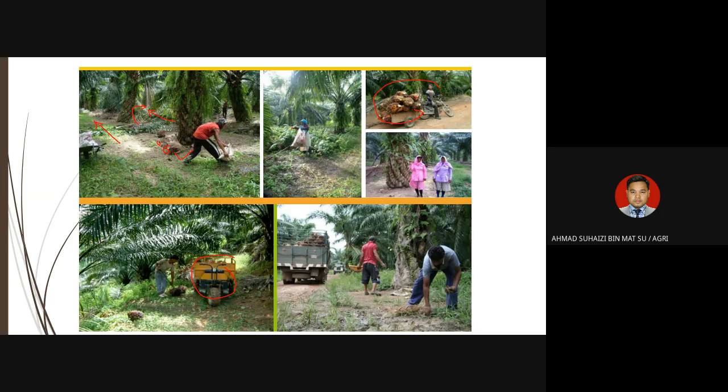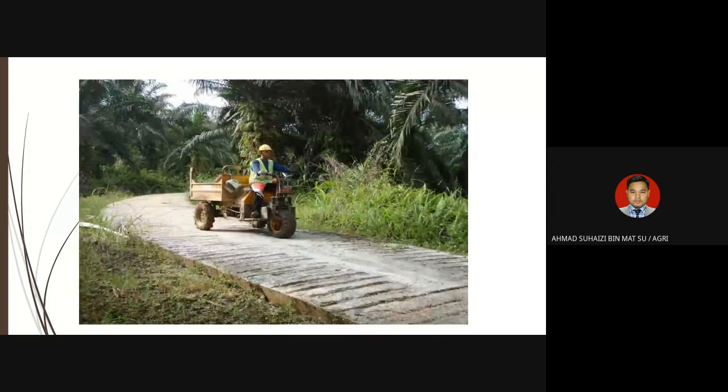So the fruit will be transported inside the bin, okay, and then brought to the transfer loading ramp before the fruits are loaded onto the main lorry, the main truck. All right, so these are some pictures of how the machine works.